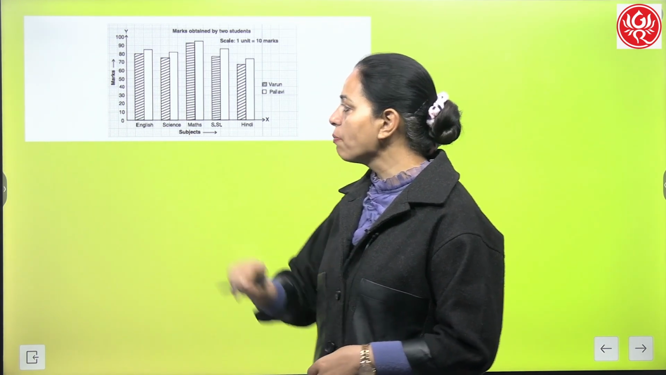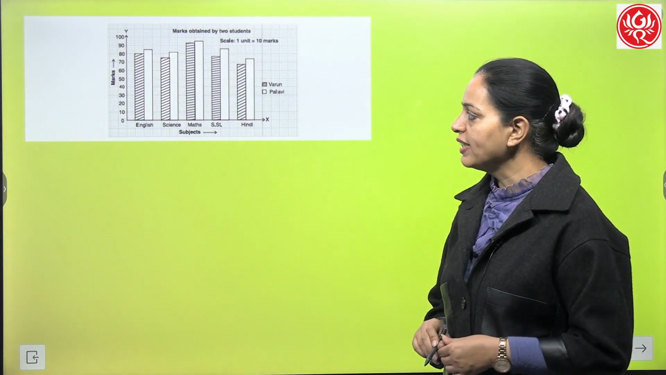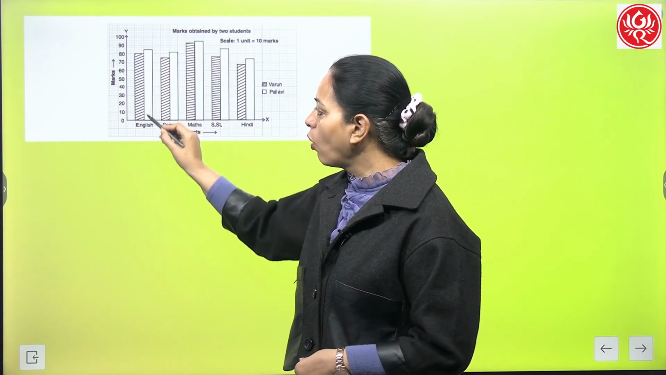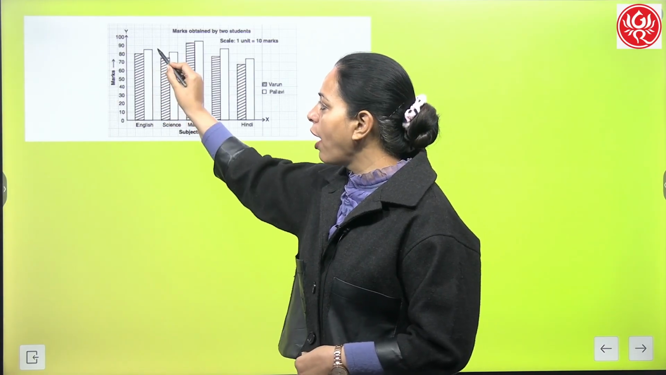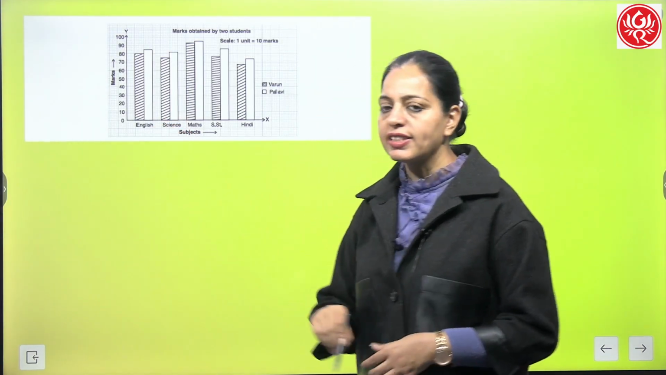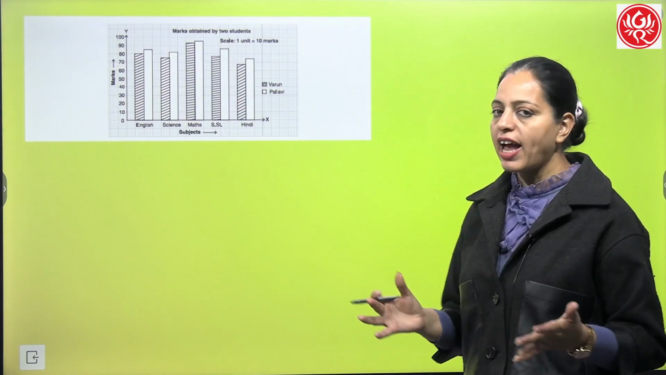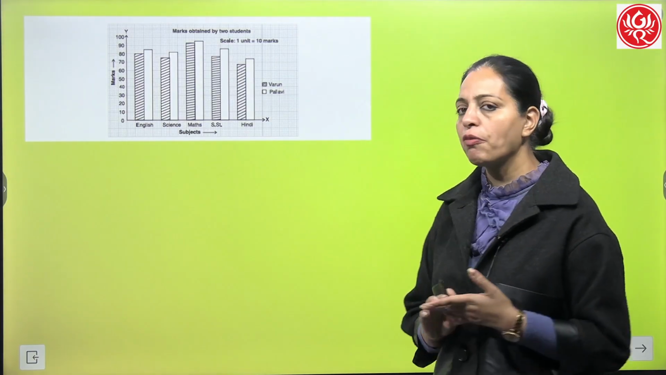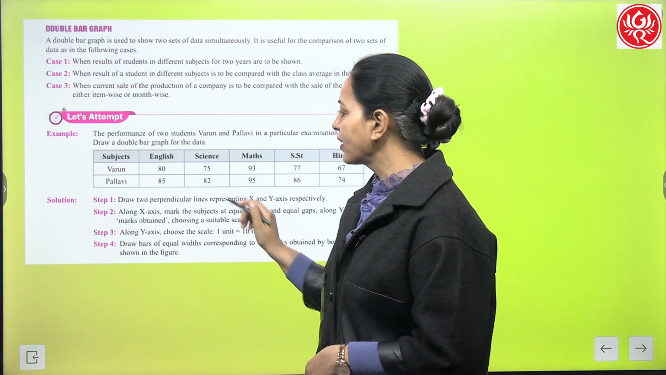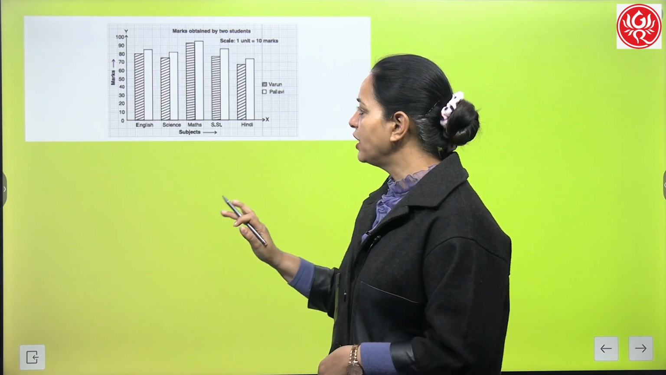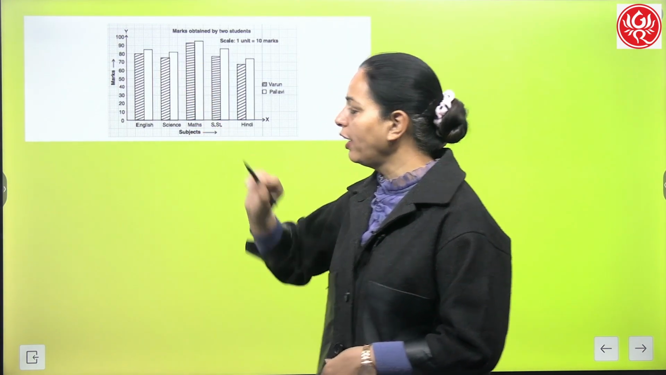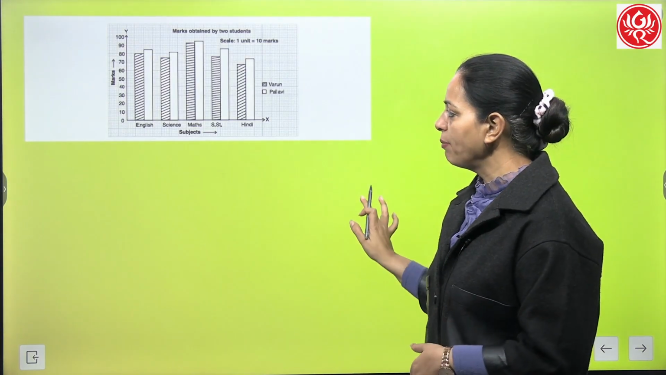Now for English marks, Varun scored 80 and Pallavi scored 85. So draw a bar of 80 and draw a bar of 85. So these first two bars represent Varun's and Pallavi's English marks, right? Now leave the same gap. Now science marks 75 and Pallavi's 82. So 75 का bar ले लेंगे and 82 का bar ले लेंगे like this. Then leave the same gap.